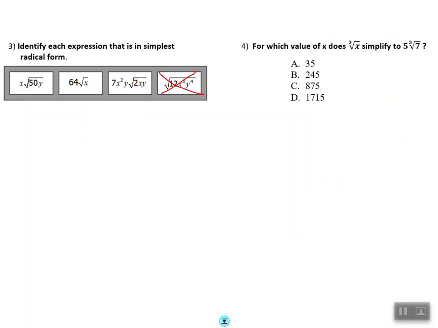Next, we need to look at the numbers. Well, option number 2 doesn't even have any numbers inside the square root. So there are no perfect squares that are numbers that can be simplified. That means that this one is in simplest radical form.